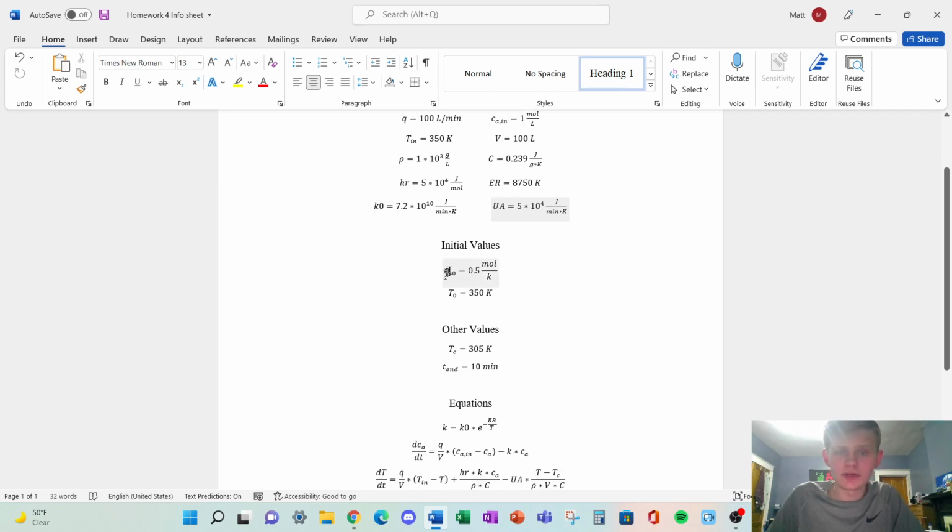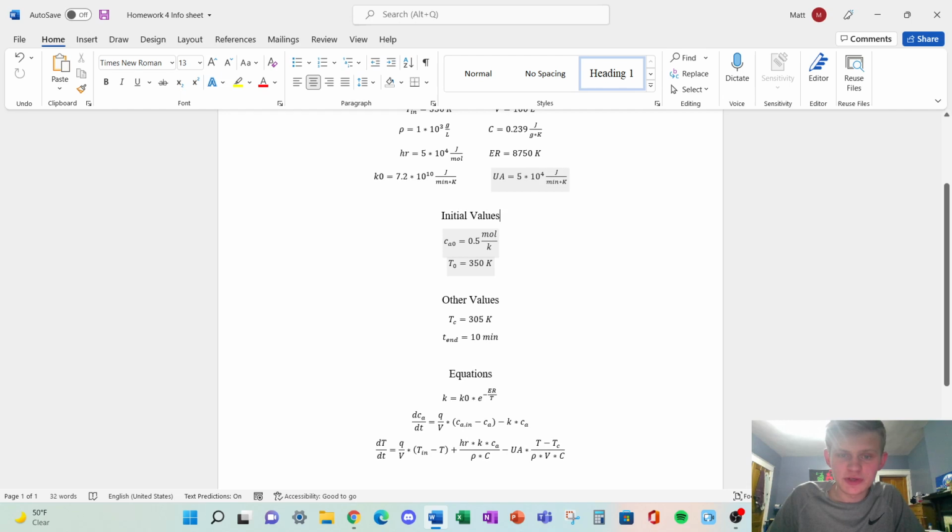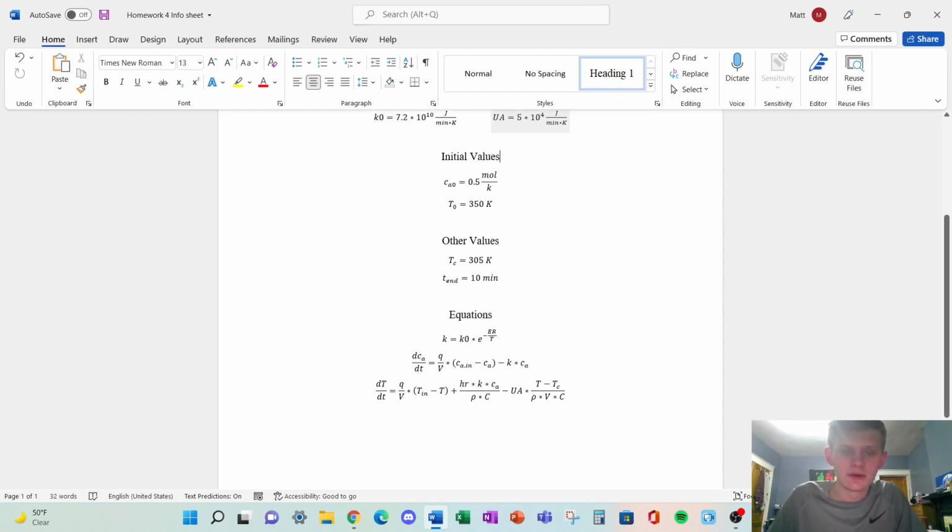Our initial values are going to be as such. Our initial concentration is going to be 0.5 moles per liter, and our initial temperature is also going to be 350 Kelvin. Other values that we're going to need is the temperature of the coolant, which will keep our tank cool so we don't have an uncontrolled exothermic reaction. That is going to be 305 Kelvin, and our time for our reaction is going to be 10 minutes.